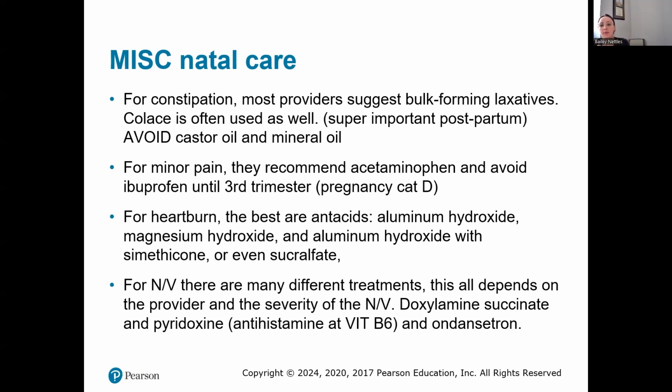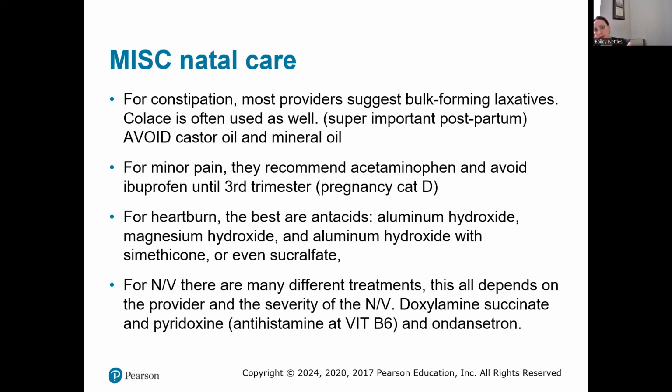Okay. For minor pains, they say Tylenol is fine. Avoid ibuprofen until the 3rd trimester. Heartburn, antacids, aluminum hydroxide, magnesium hydroxide, and aluminum hydroxide with simethicone. That's one big drug. That's Mylanta extra strength. You can even give them Carafate, but that's a prescription.